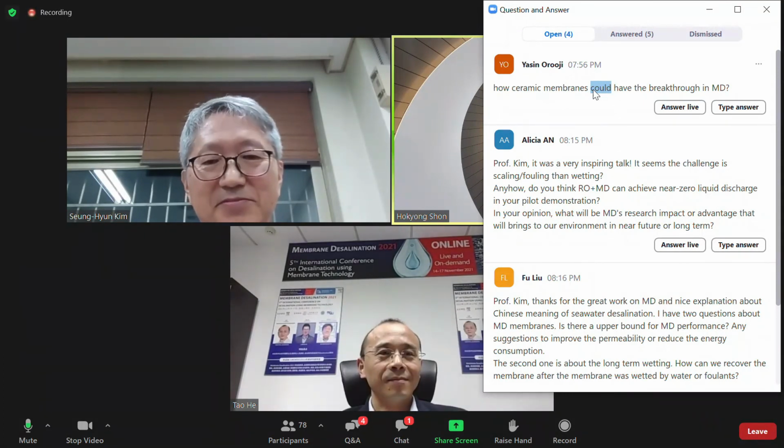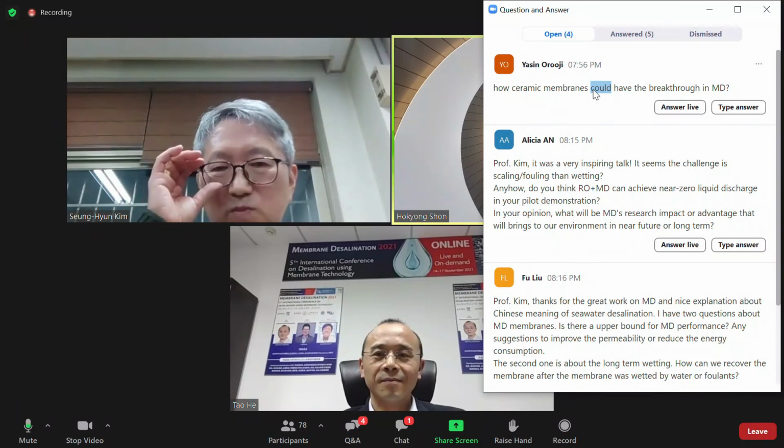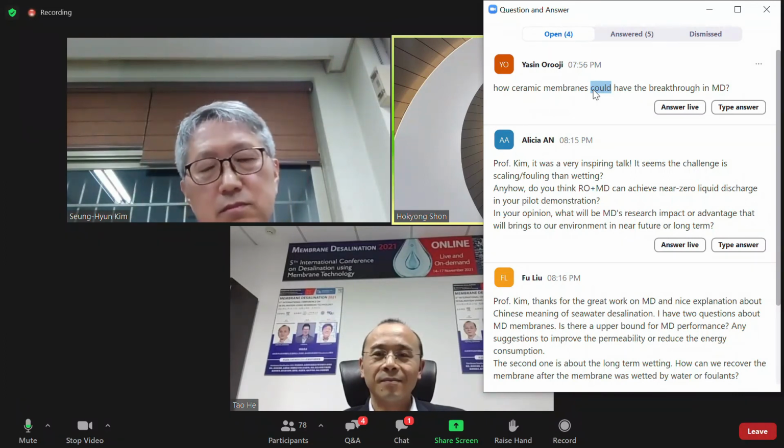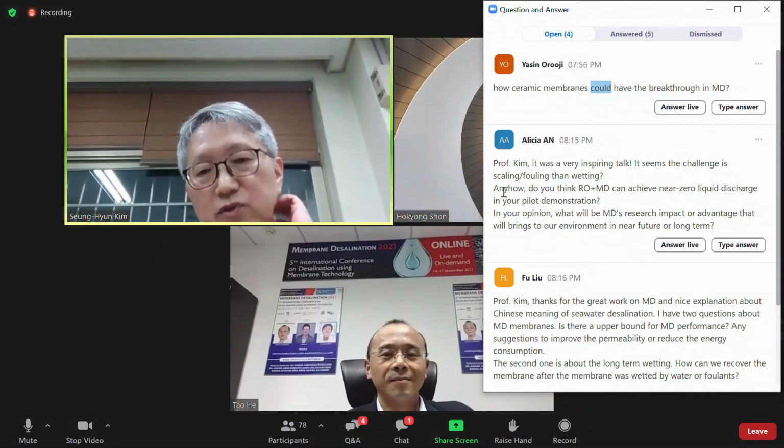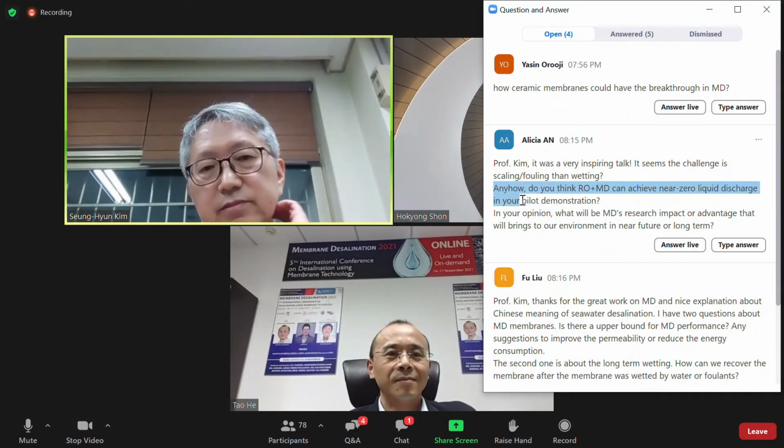Also, one person asks something similar to the wetting issue. He's asking whether a ceramic membrane could be a breakthrough in MD, because PVDF, maybe polymer membranes, could have more wetting. How about the ceramic membrane?